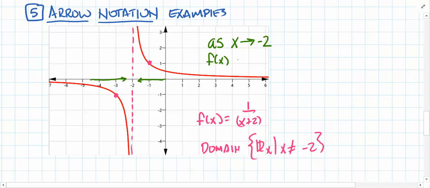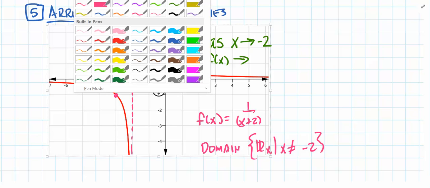Do you notice that if you're standing on the x-axis, there are 2 directions you could approach negative 2 from? You can approach from the right, or you could approach from the left. Do you guys see the 2 arrows I have? So we have to have a way of talking about arrow notation. If we are approaching a value from the right, we put a little plus sign above that.